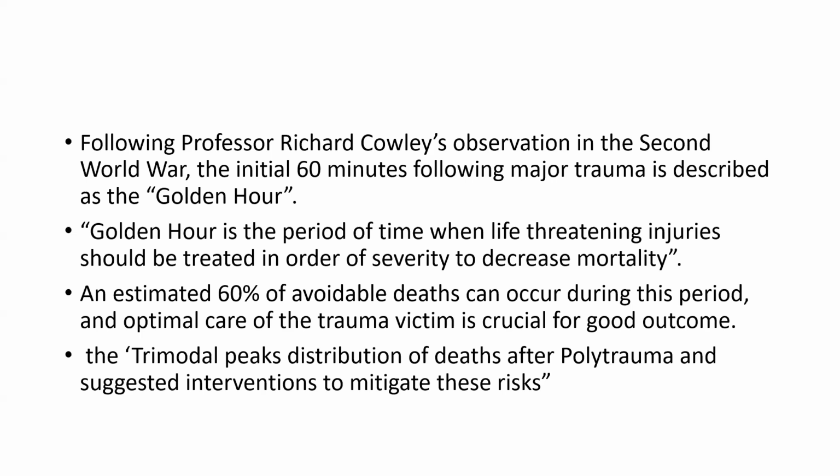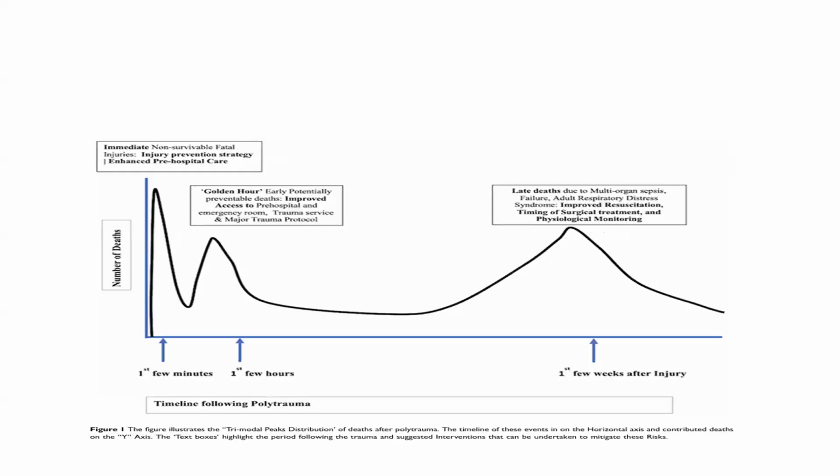The trimodal peak distribution of death after polytrauma and suggested interventions to mitigate this risk. This figure illustrates the trimodal peak distribution. The first few minutes is immediate, non-survivable fatal injury, injury preventable by surgery. Then second is the golden hour, that is early preventable death, improved by access to pre-hospital and emergency room trauma service, and the major trauma protocol. Then after the first week, there is late death due to multi-organ sepsis, failure, ARDS, improved. Then how to tackle this? We need to improve resuscitation, timing of surgical treatment, and physiological monitoring is necessary.